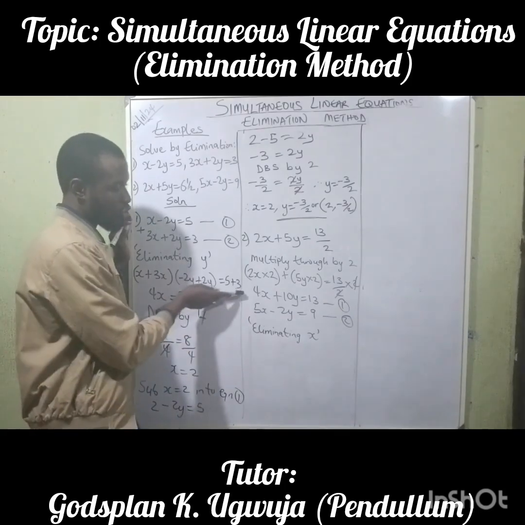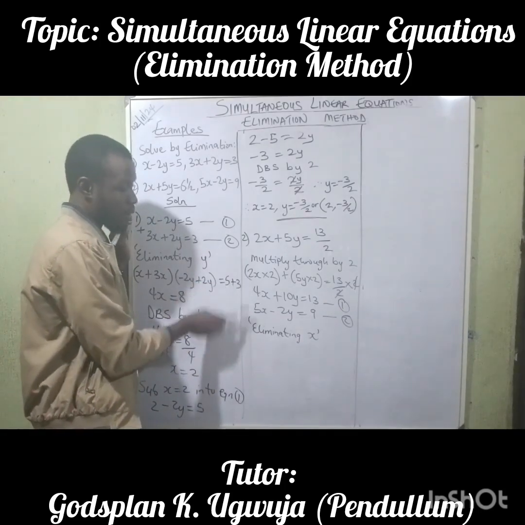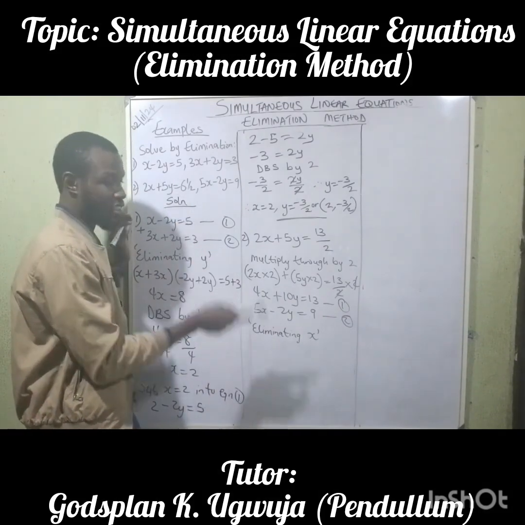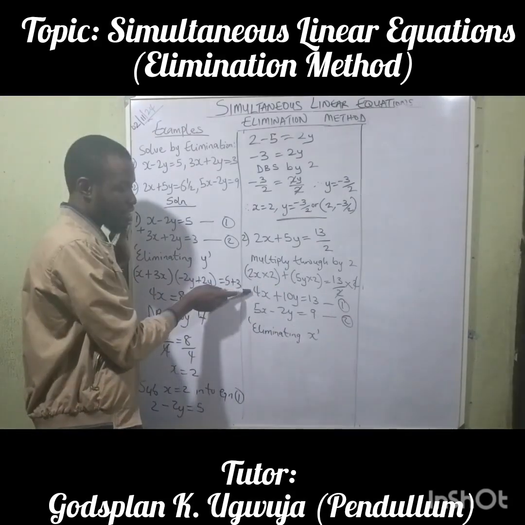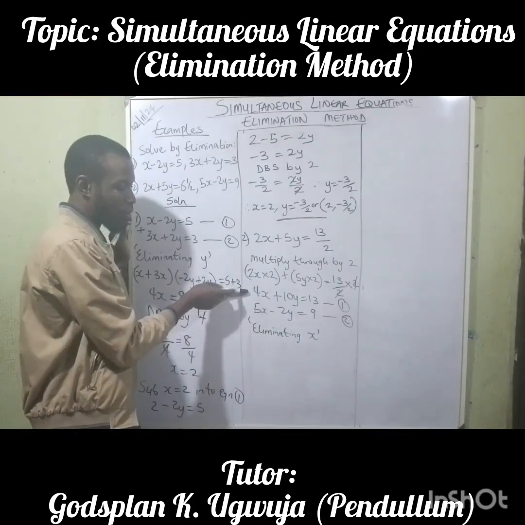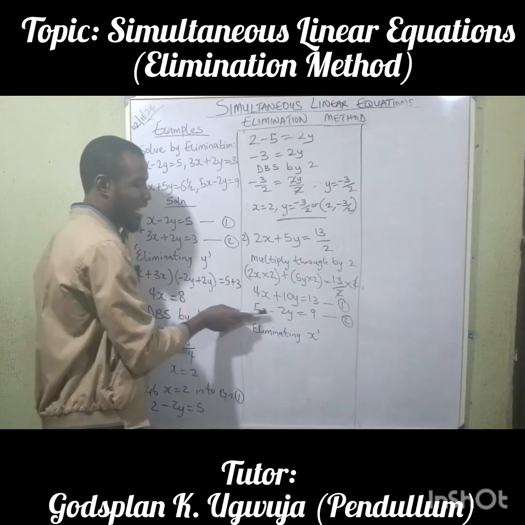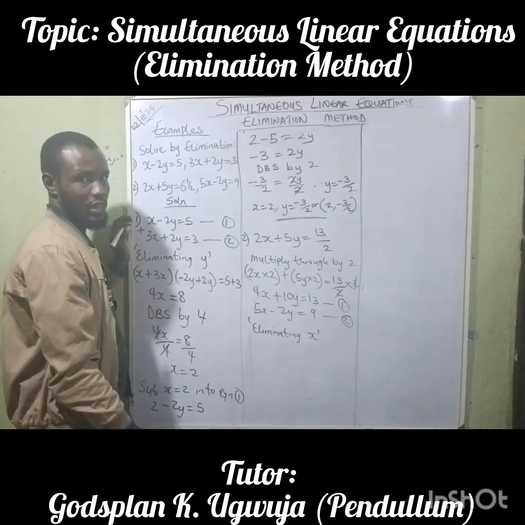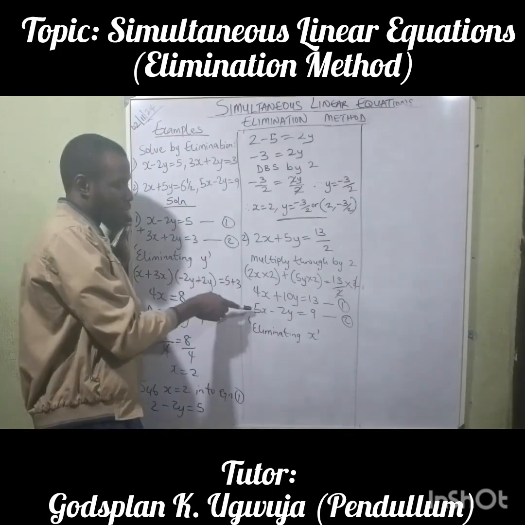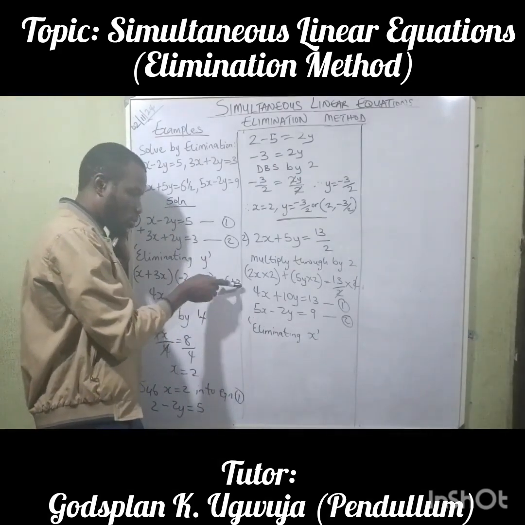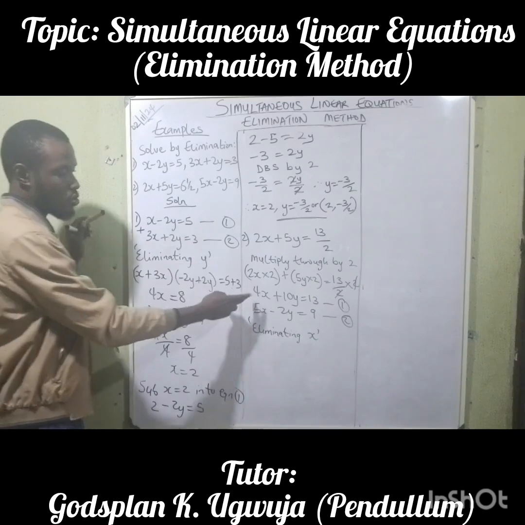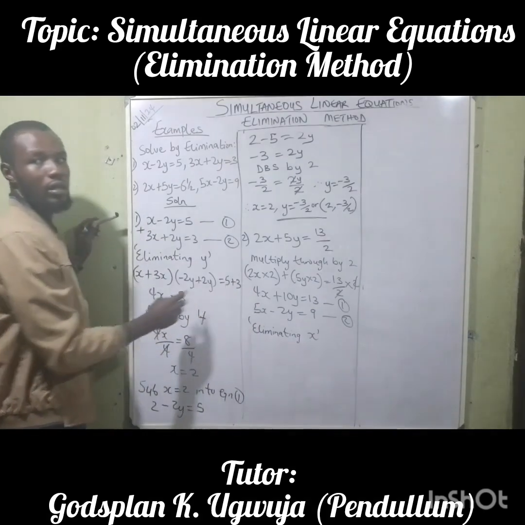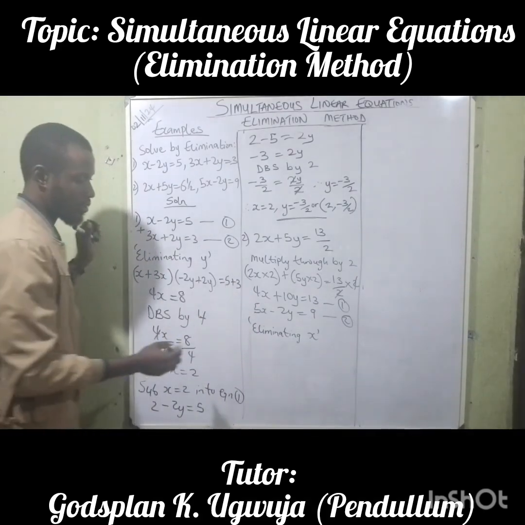I'll take it again. Use the coefficient of x. Remember, we're eliminating x. That's why we're using x. If you're eliminating y, you use y. Use the coefficient of x in equation 1 to multiply everything in equation 2. And then use the coefficient of x in equation 2 to multiply everything in equation 1. What you will get is that the two coefficients of x will become the same.